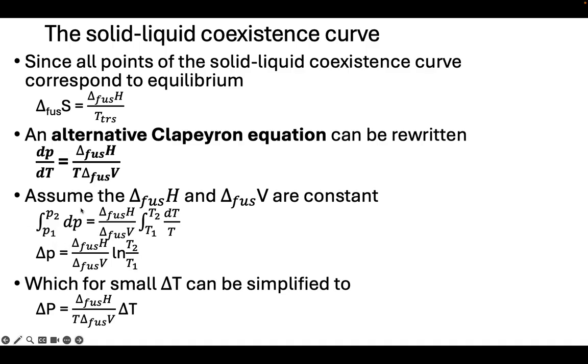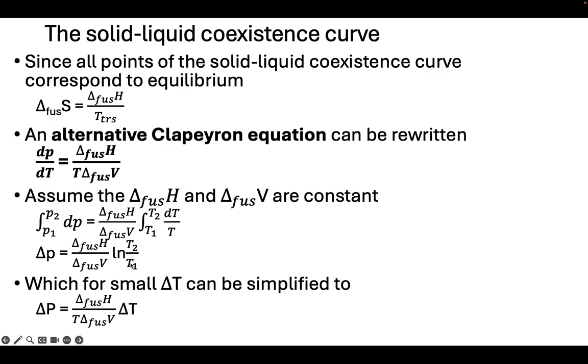Then you just have to integrate this. You take this and separate it, you put the dP on one side, and you integrate the pressure there. On the other side, you have the temperature, and since we're considering the enthalpy and volume changes as constant, you pull them out of the integral. So now on the left side you're just integrating dP, which gives P2 minus P1, and on the other side, the integral of 1 over T is the natural log of T2 over T1.